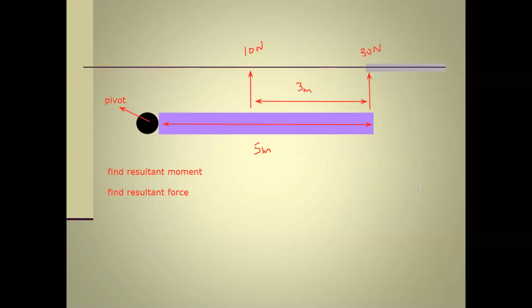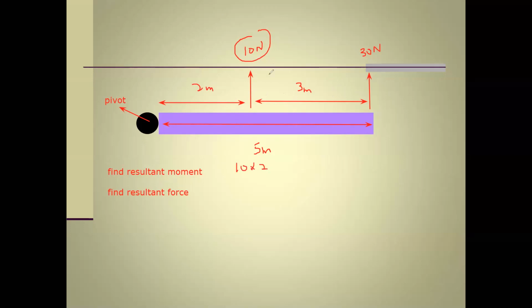So when we are finding a resultant moment, moment is a product of force multiplied by perpendicular distance. If the force is 10 here, the perpendicular distance from the pivot: the distance between the two forces is 3 meters and the length of this object is 5. So the distance from the pivot is 5 minus 3, which is equal to 2. So the moment for this force will be 10 multiplied by 2.